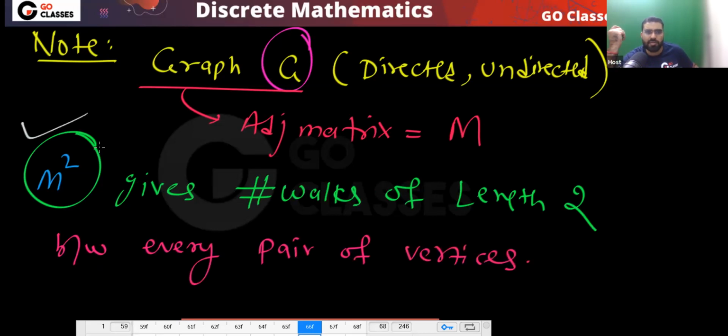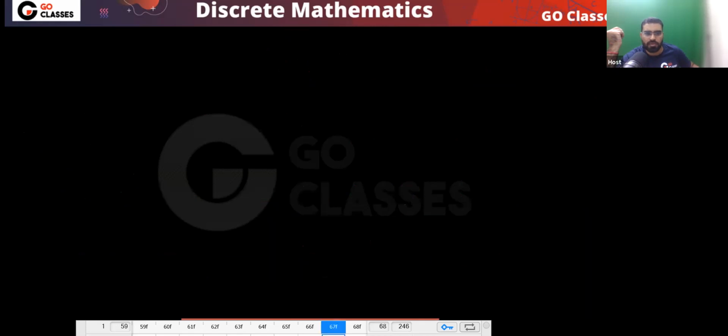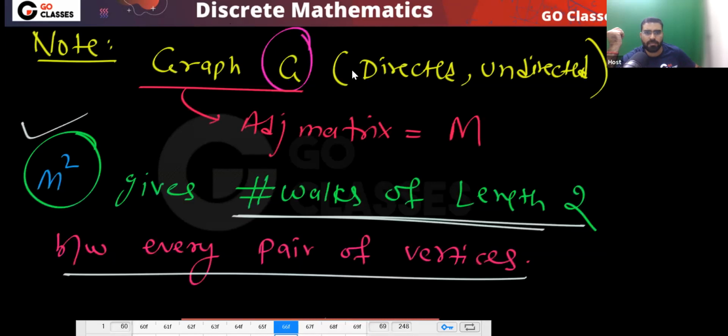So you can notice that M square, the M power 2, will give you the number of walks of length exactly 2 between every pair of vertices. This is what M square will give you. It will exactly tell you how many walks there are of length 2.